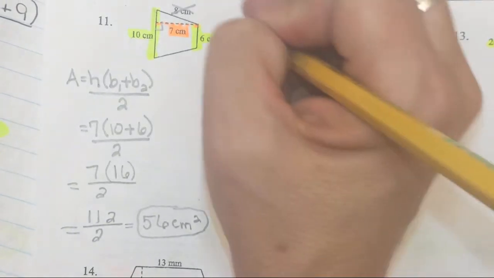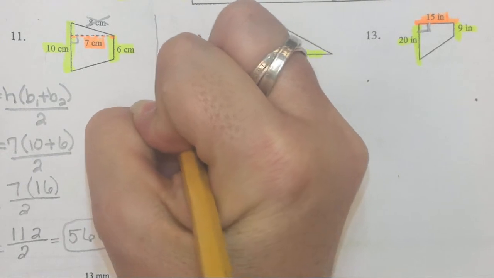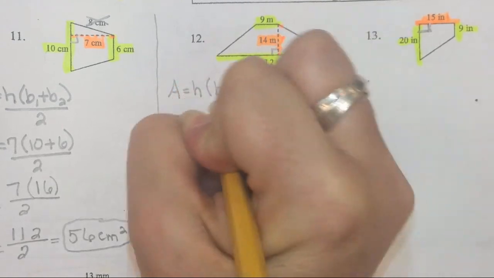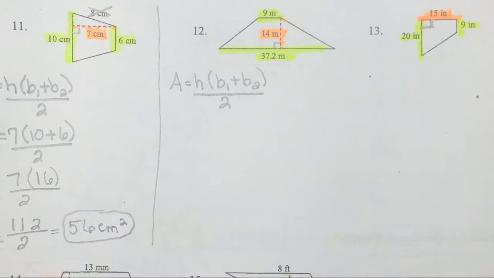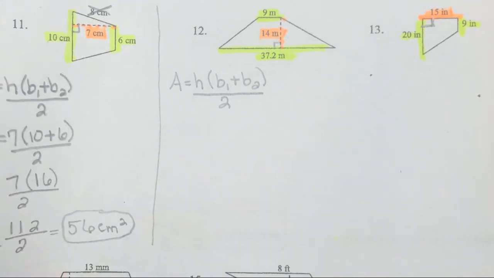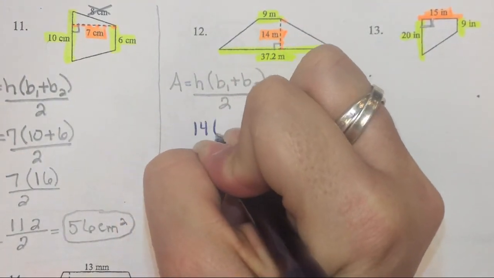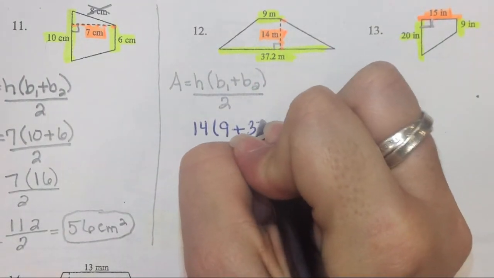Okay, let's try number 12. Here we go. Number 12. You write the formula. Area equals height times base 1 plus base 2 divided by 2. I need y'all to be doing this with me. I didn't know you weren't doing it. Okay, here we go. So, filling in the problem. The height is 14. The bases are 9 plus 37.2.